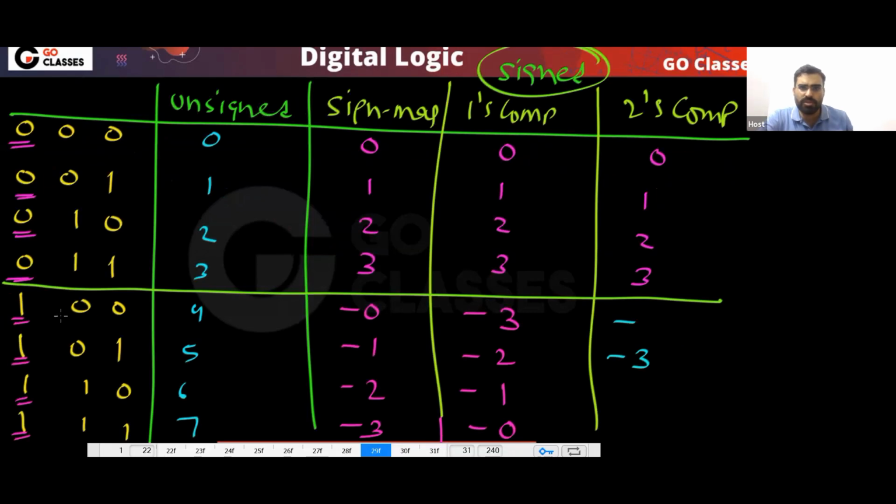Now, you can use the fact that 2's complement is a weighted code. Remember, this is a weighted code. So this will be minus 4. Very simple. So this will be minus 4 plus 2, that is minus 2. This will be minus 4 plus 3, that will be minus 1. Okay. Did you get it? Now, one important observation.